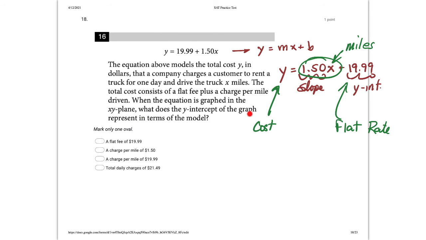What does the y-intercept of the graph represent? Well, that's our y-intercept. It represents the flat fee. It's not the charge per mile. That's what that $1.50 does.